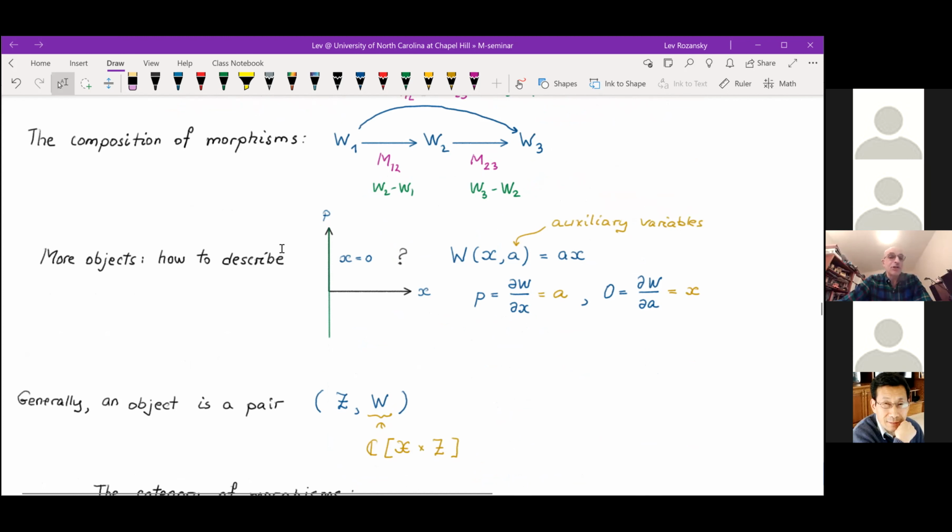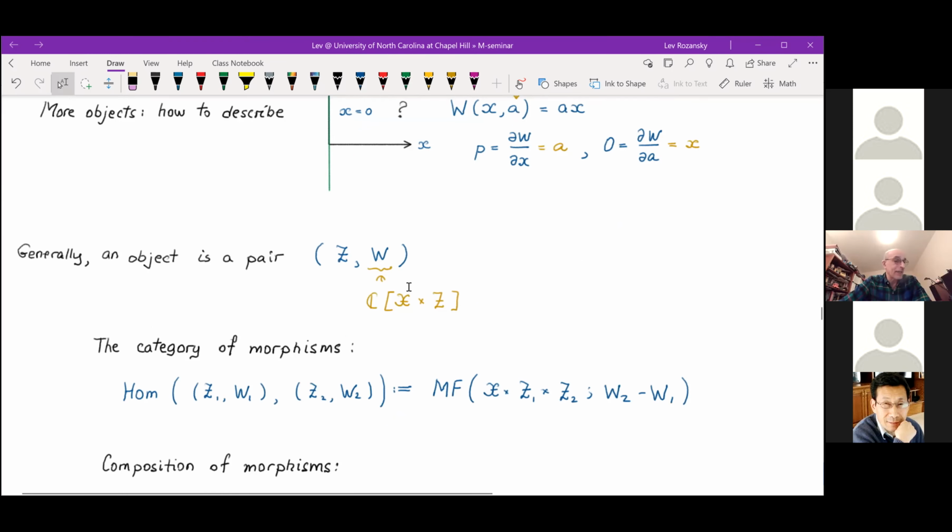So we need more general objects. For example, if you want to describe a vertical line, a fiber in T star C, you cannot describe it by W, so you introduce auxiliary variables. The superpotential will be A times X, and the formulas to describe the Lagrangian subvariety are: momentum is again the derivative with respect to x, and you set the derivative with respect to a to be equal to 0. So you get x equals 0 and p equals an arbitrary free variable a, and that will give you a vertical line.